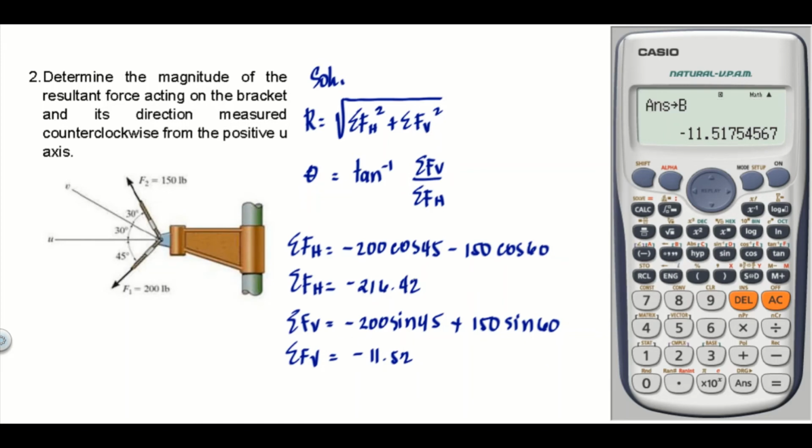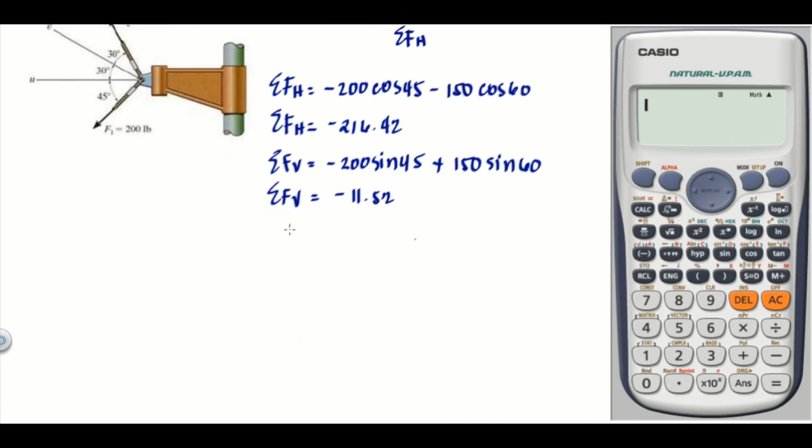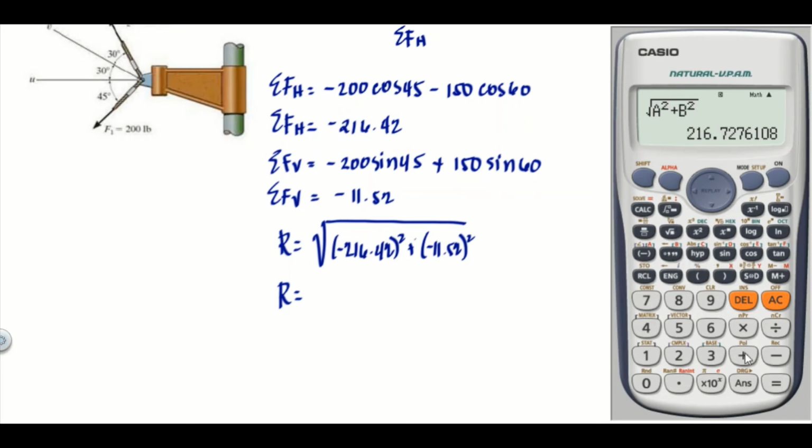Yan. Now, pwede na natin isolve yung R. Diba? So, this is the square root of minus 216.42 squared plus minus 11.52 squared. So R is equal to the square root of, okay, recall yung A, square, plus B, square. So the answer is 216.73 pounds. So this is the magnitude of the resultant force.